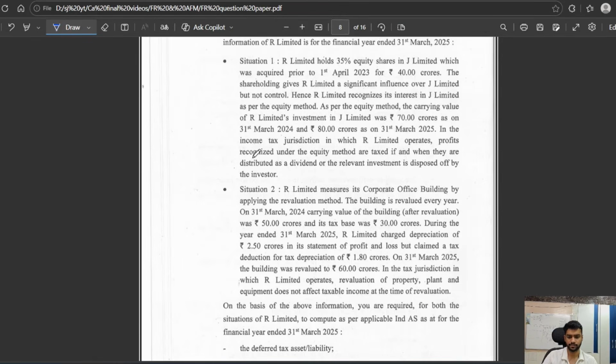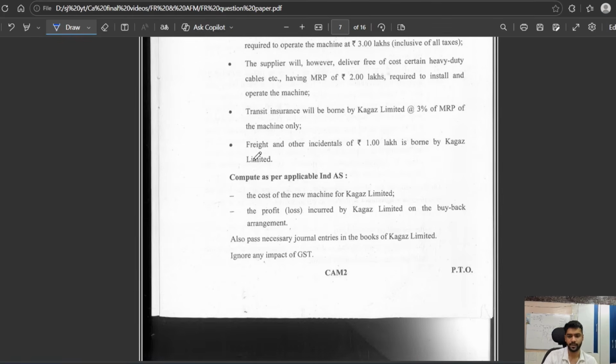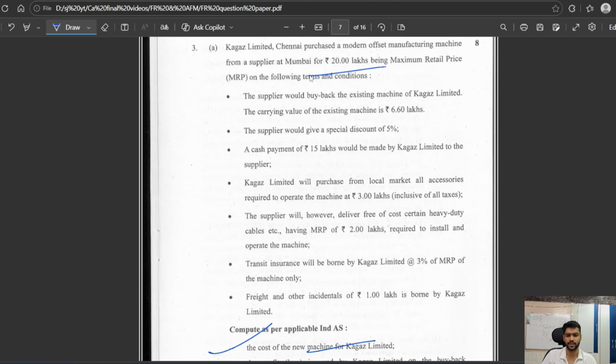Yeah, question number 3. So the cost of the new machine, I think many would have tried and many would have got at least 3 marks. But the profit and loss on the buyback arrangement. So it was a buyback. It was a very tricky question. As you can see, there is an MRP, there is something of buybacks, there is a special discount, a cash payment.